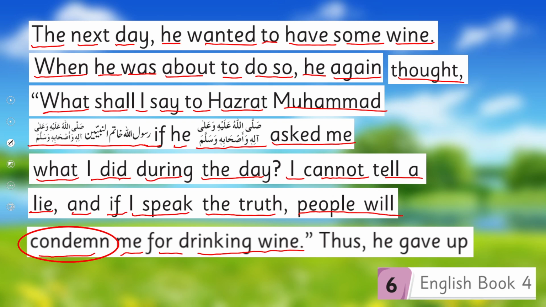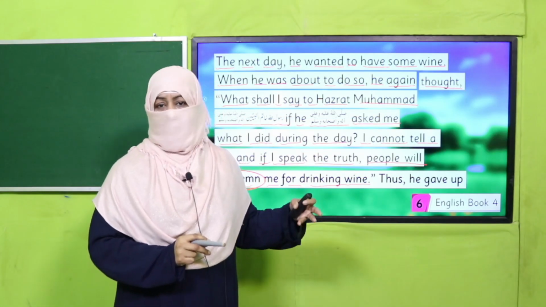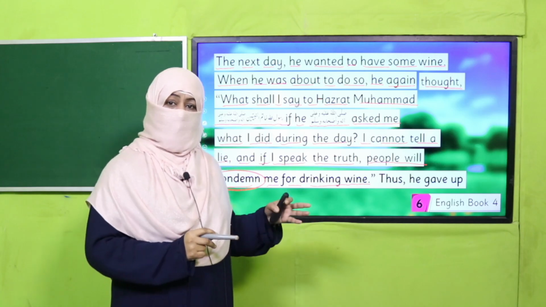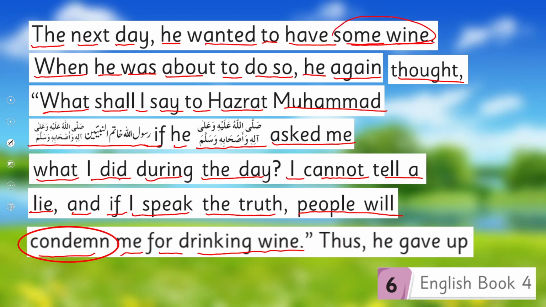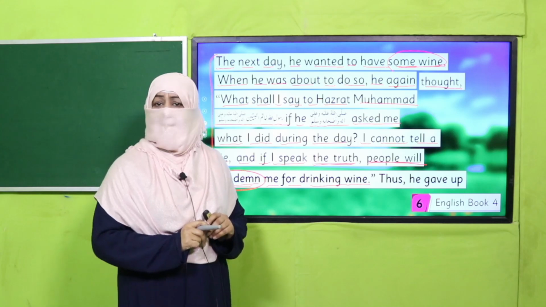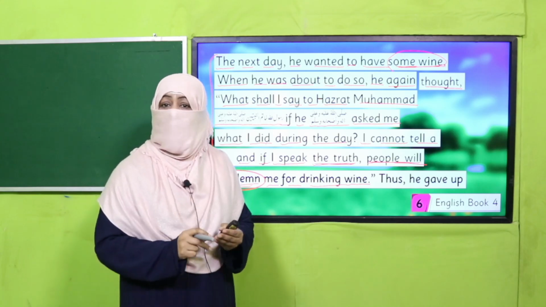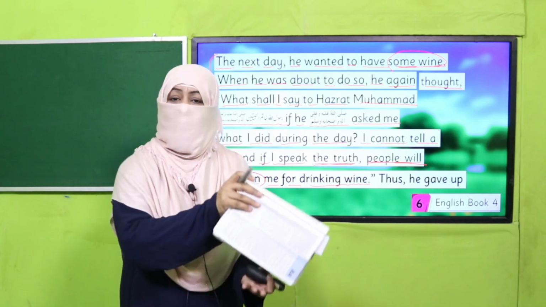Yes, my dear children, the first day he thought to go out for theft, but he stopped because of his promise. The next day he thought to take some wine, but he stopped because of his promise. And why did he think so? He said, if I tell the truth, people will condemn me. Now here, I want to know what this word condemn means. I don't understand it. So whenever while reading you find a word which is difficult for you, you can use a dictionary, and I'm going to tell you how to use a dictionary.